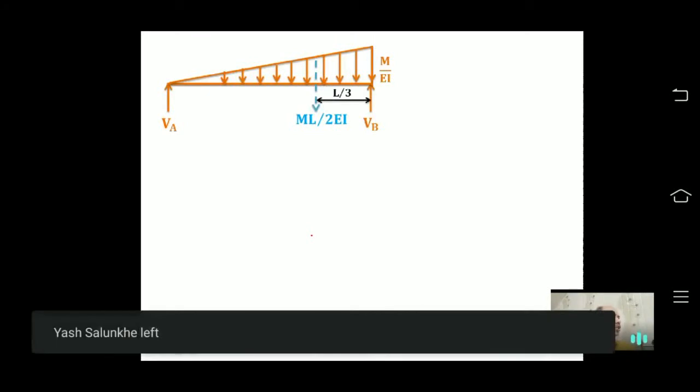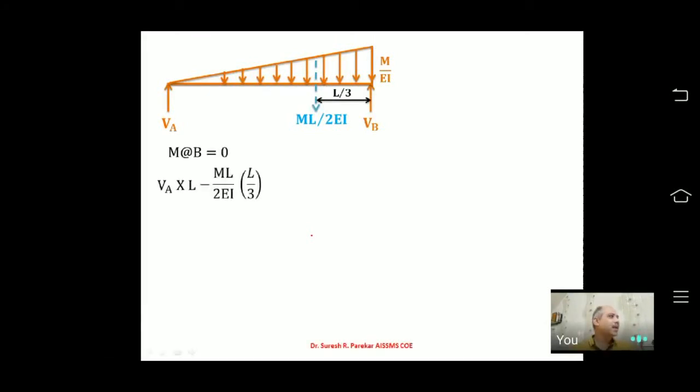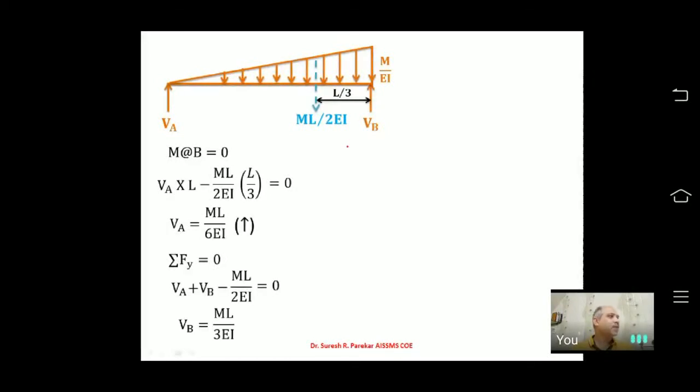theta. Now I will just show it. I will not explain this one again. So you can see this. ML upon 2 EI into L by 3. Moment we are taking about B. So VA is ML upon 6 EI. VB is ML upon 3 EI. Both are upward. So now we will go to ML upon EI, slope and deflection.